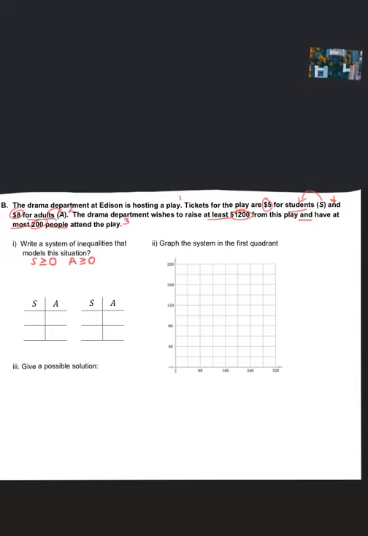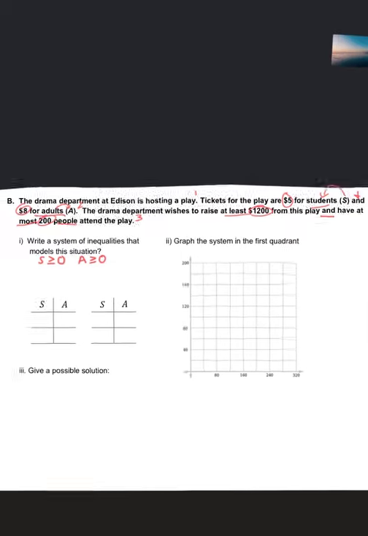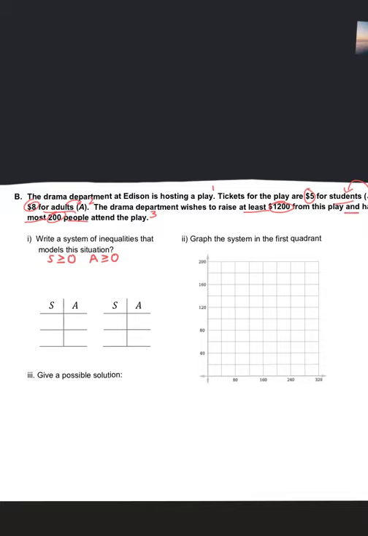Okay, the next inequality has to deal with the money of the students and adults and what they want to raise. How much does it cost for students? $5. So we're going to have 5S plus $8 for an adult, so 8A, and then they want to make at least $1,200. So that means that $1,200 is the minimum that they want to make. So the number of adults and students has to make more than that or equal to $1,200.